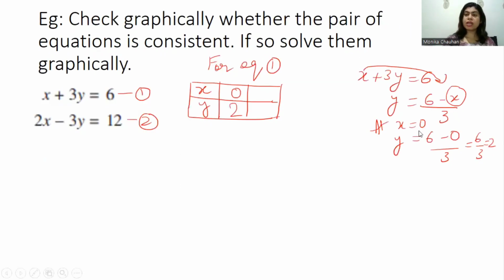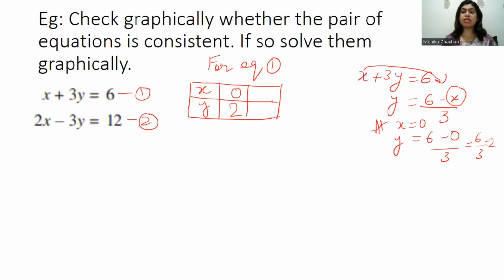This is the point when you put x equal to 0. You can put any other point. I have put x equal to 0 and got this point (0, 2). Generally, we start with the simple, easy numbers: 0, 1, 2, minus 1, whatever you feel like. But I would advise you to start with the smaller numbers so that it helps in your calculation too.